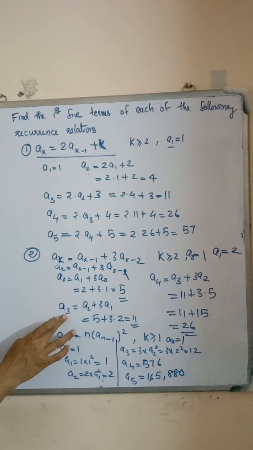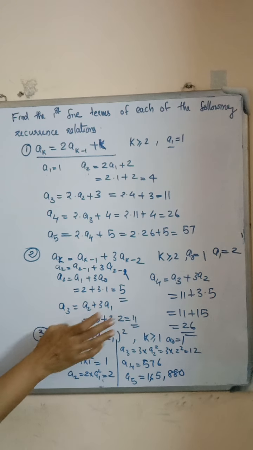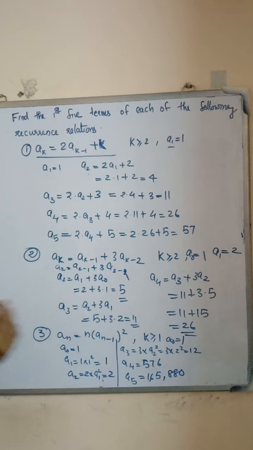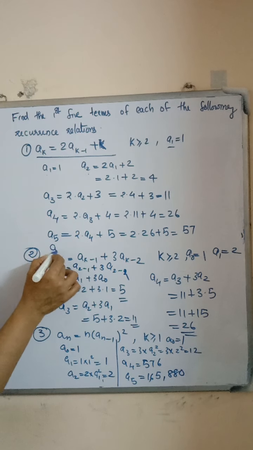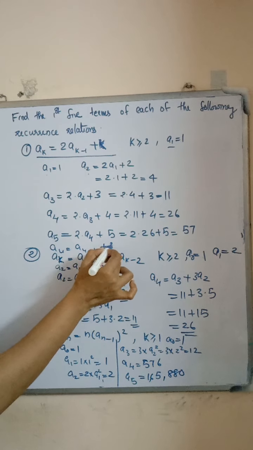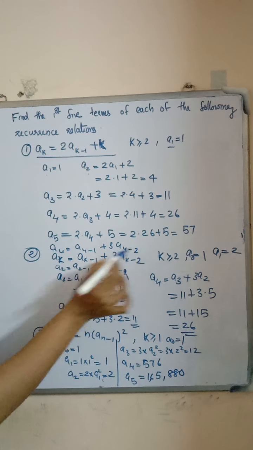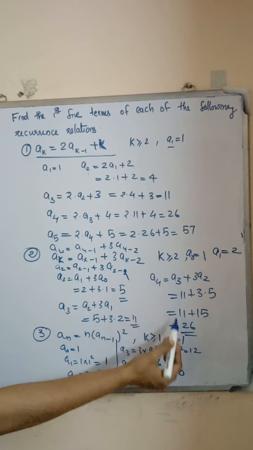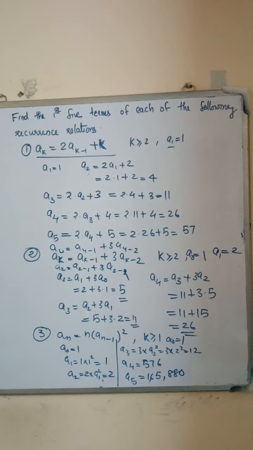Then a3 is equal to a2 plus 3a1. That is 5 plus 3 into 2 equal to 11. a4 is equal to a4 minus 1 plus 3 into a4 minus 2, that is a3 plus 3a2. So after calculating we get it as 26.